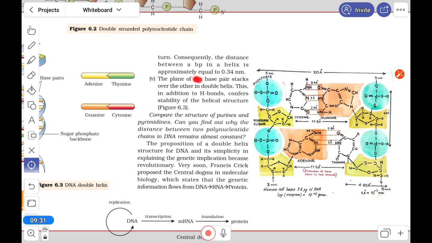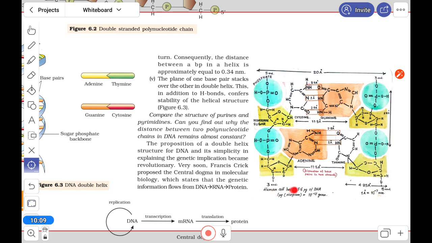The plane of one base pair stacks over the other in the double helix. This addition of hydrogen bonds confers stability to the helical structure. You can see that these are the nitrogenous bases. They are joined in such a way that the stability and the size are maintained. It means that the double ring is always paired with the single ring, attached with a hydrogen bond. So almost this 2 nanometer, 20 angstrom, is maintained.